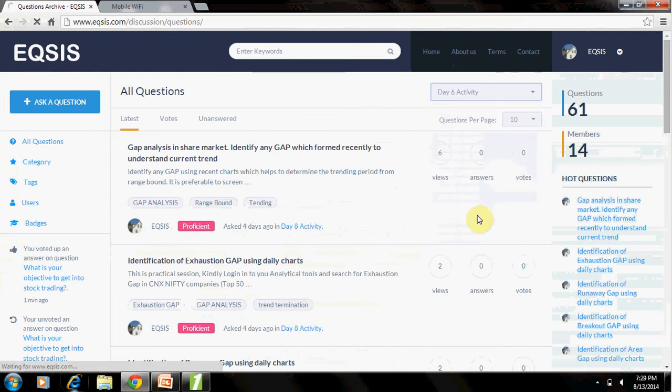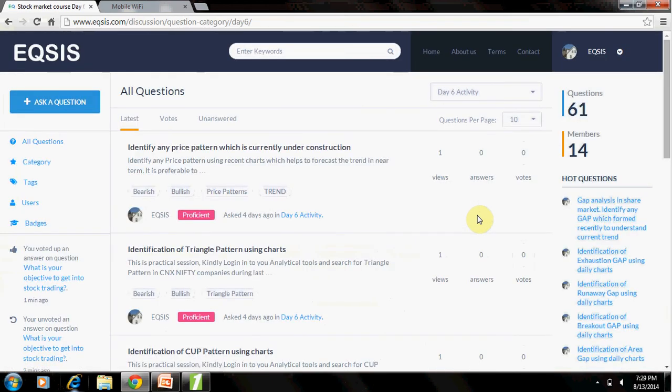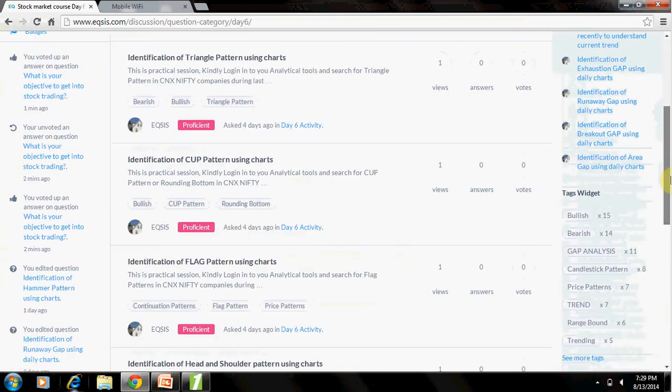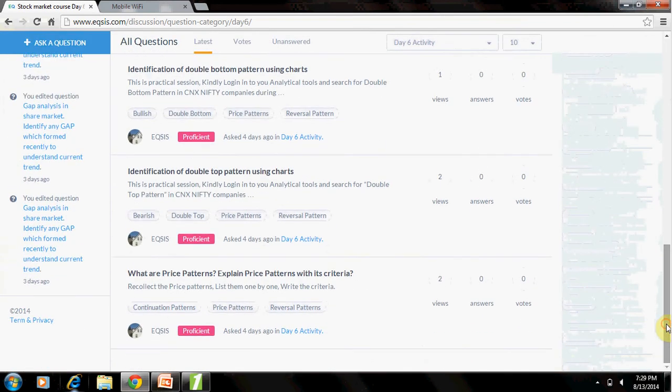The moment you come to the day 6 activity, you get to know it is dedicated only to price patterns. Look at this, your activity is this way today. Today you are going to focus only on price patterns. You can forget about Dow theory, candlesticks, gap analysis, all this stuff, but make sure you are confident on price patterns. First go to your first question, most probably at the bottom: what is a price pattern? Explain the price patterns with their criteria.